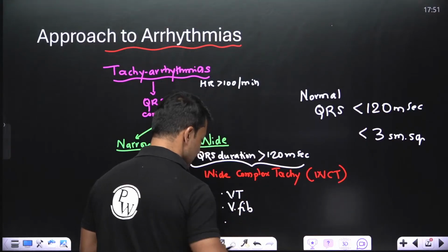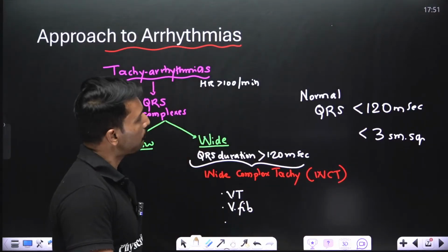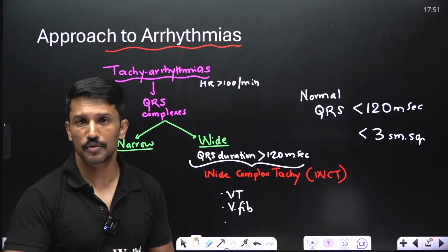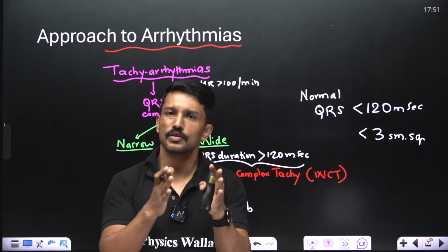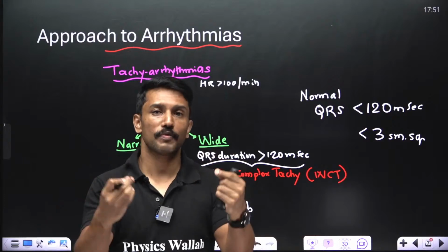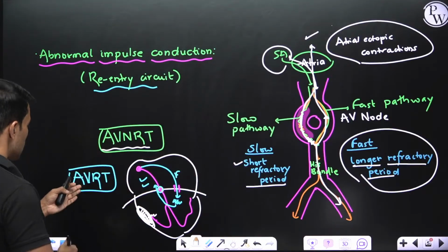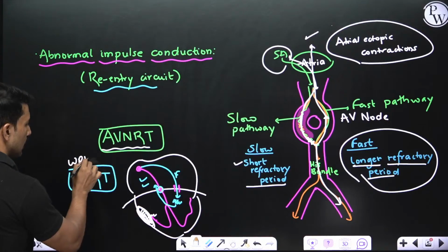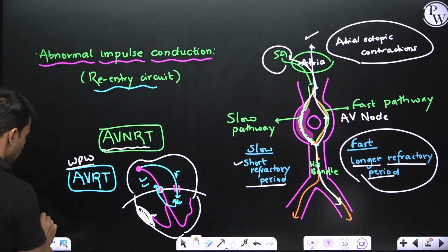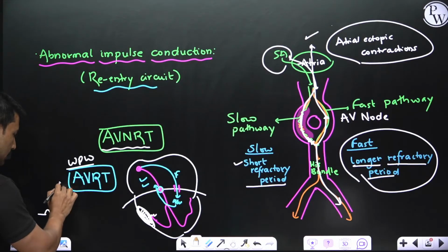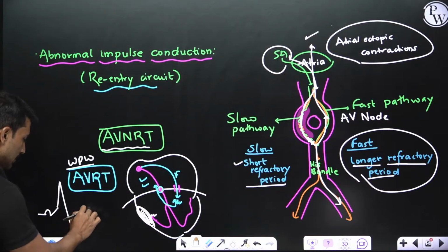The only catch here is, what if my QRS duration was already wide? For example, we were talking about WPW syndrome. In WPW syndrome, there is a wide QRS. WPW syndrome can cause AVRT. But as part of the normal ECG itself in WPW, we will have a short PR interval, a delta wave, right? And then a wide QRS.